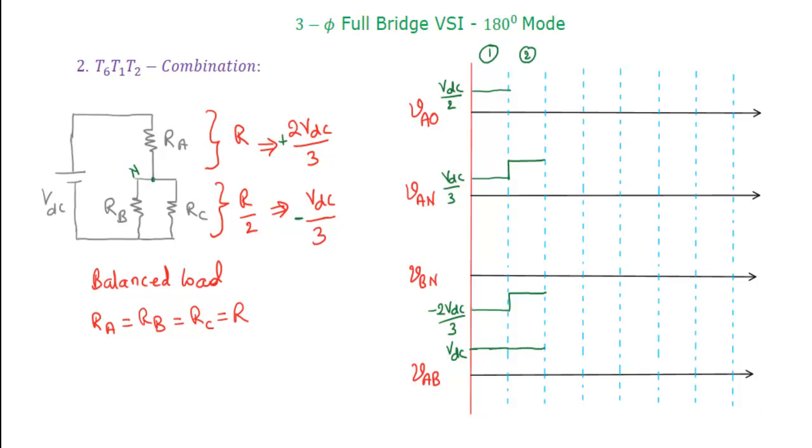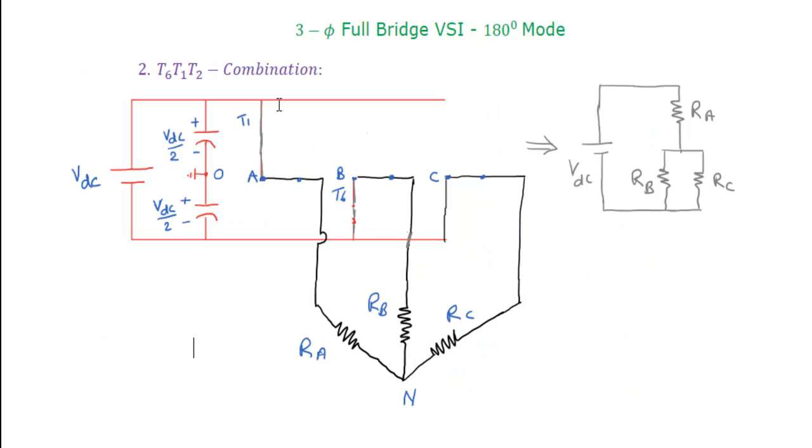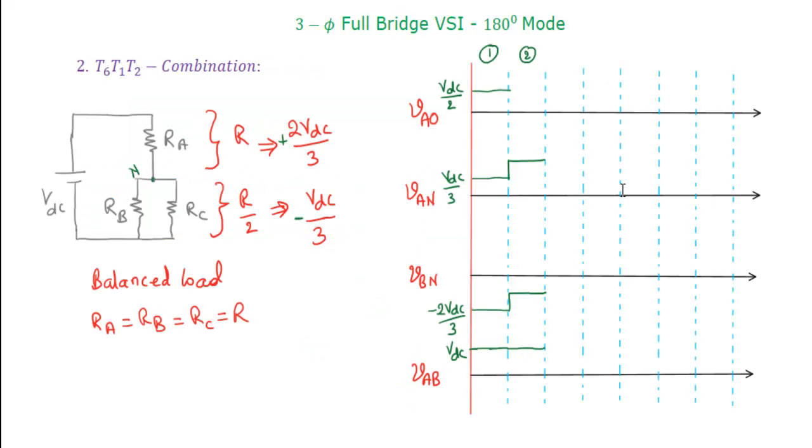But pole voltage remains the same because thyristor T1 is still in conduction, so this potential point and this potential point are the same. That means if we are measuring across this one, that is VDC by 2. So we will continue with the same voltage in the second combination also. Okay, so that's the meaning, remember that.